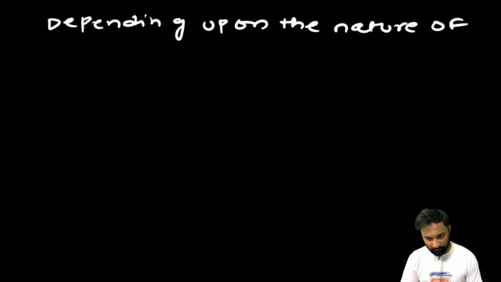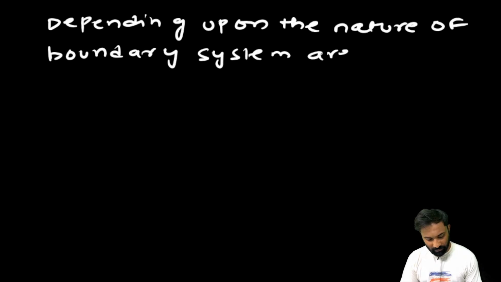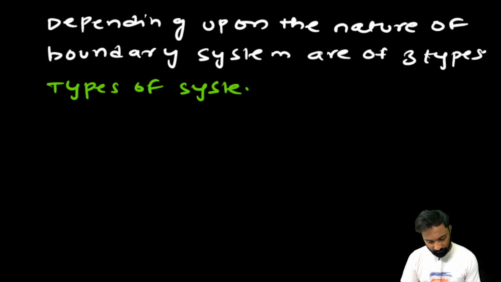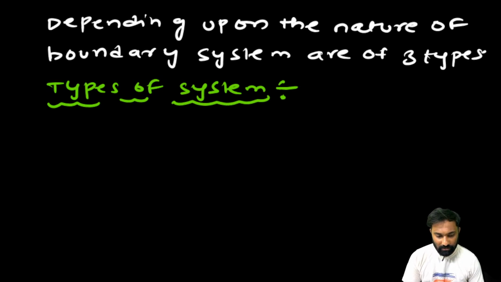Depending upon the nature of boundary, systems are of three types. Now may I know what the three types of the system are?